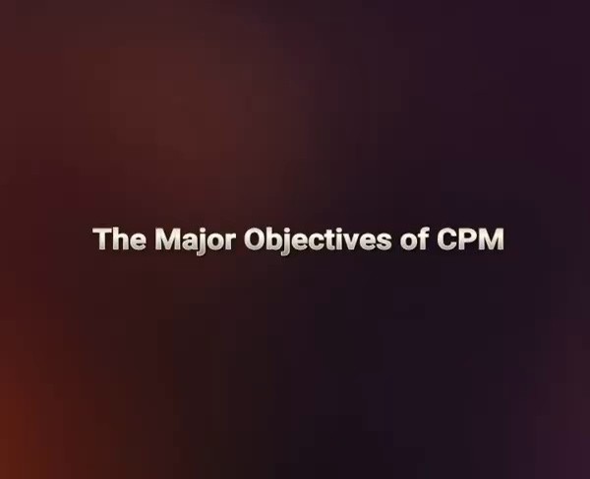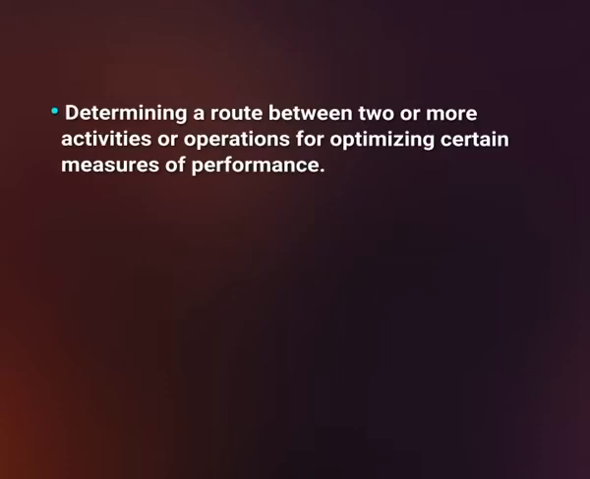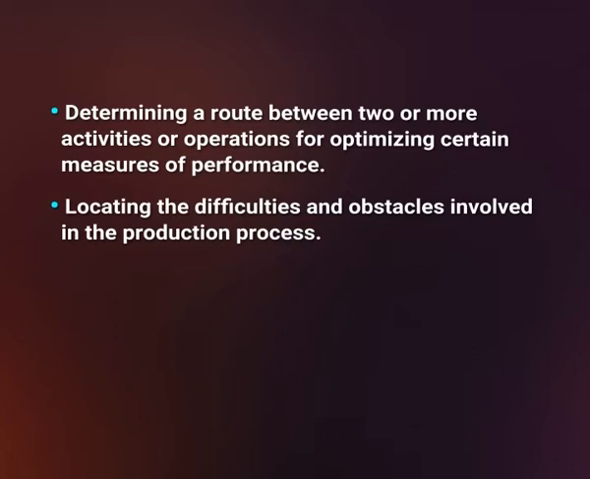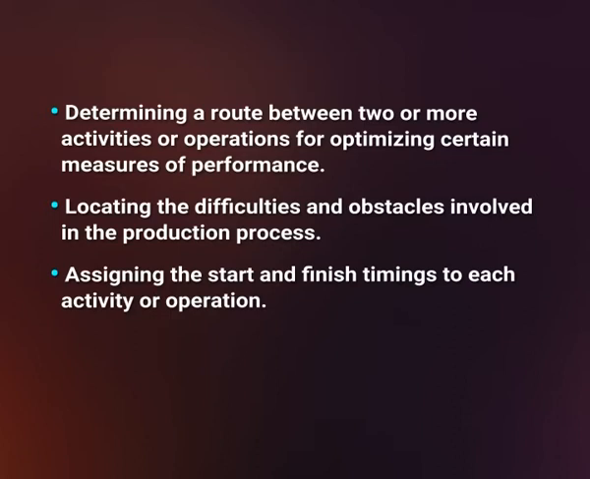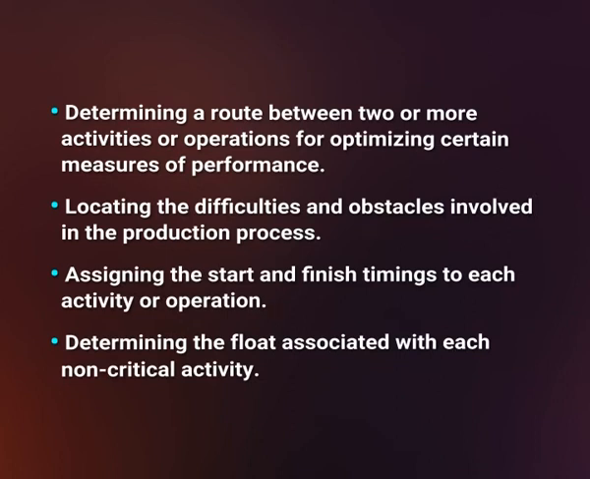This way, it helps in preventing time frame issues and process bottlenecks, and is ideally used for projects comprised of numerous activities interacting in a complex manner. The major objectives of CPM are determining a route between two or more activities or operations for optimizing certain measures of performance, locating the difficulties and obstacles involved in the production process, assigning the start and finish timings to each activity or operation, and determining the float associated with each non-critical activity.